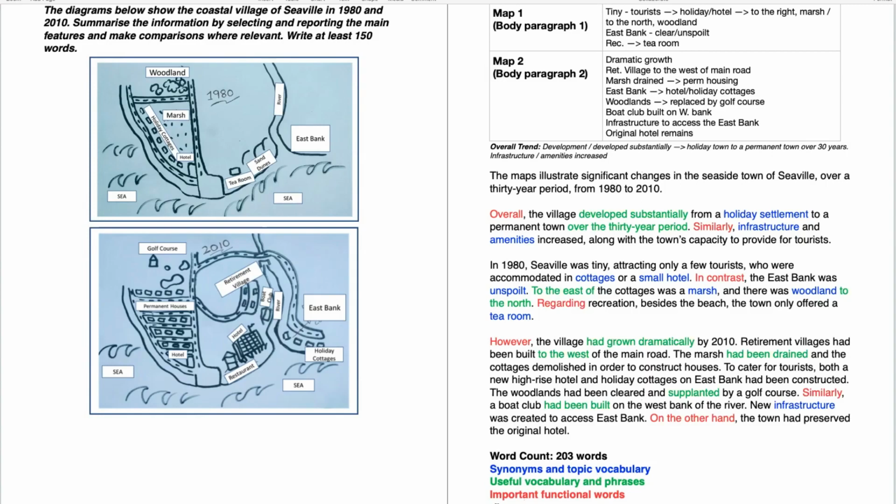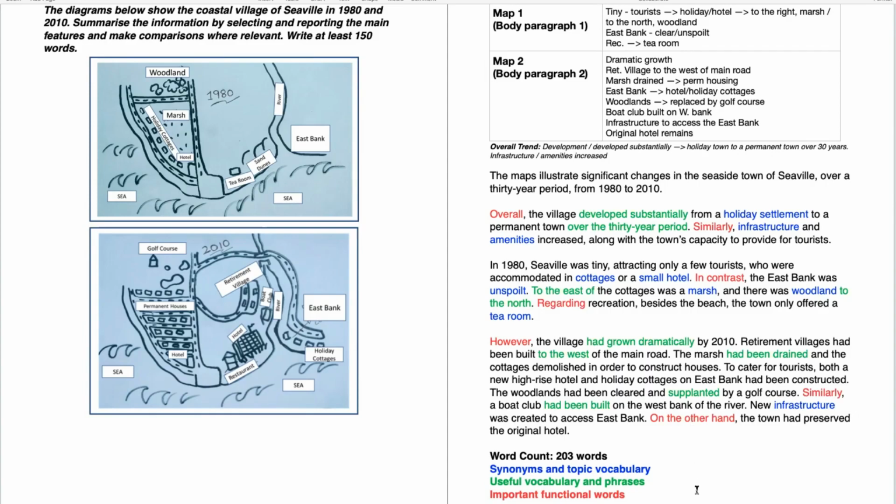Now let's go to the red, important functional words. These are things that really tie the paragraphs together. They show contrasting arguments, they pull things, and they connect things. This is very important for your coherence and cohesion, as well as your lexical resource. So we see overall, similarly, in contrast, regarding when we want to be very specific. However, when you want to show a contrasting idea, similarly again, and then on the other hand, which is also used to show a contrasting idea.